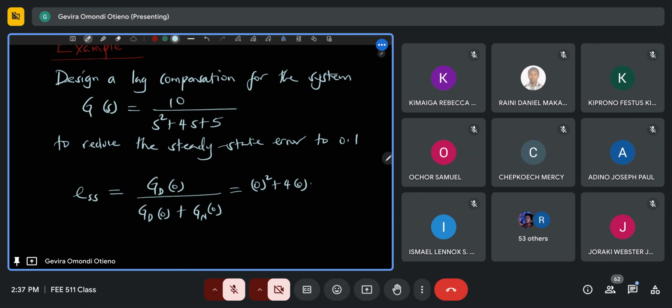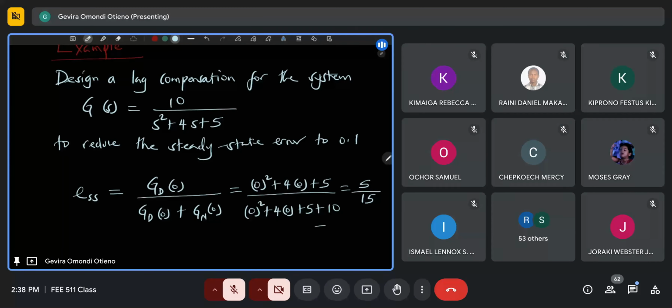divided by, again, the same thing, 0 squared plus 4 times 0 plus 5, plus the numerator, and we make s equals 0. The numerator is just 10, so we just put 10 there. Okay, so when we solve this, this is 0, this is 0, this is 5, divided by 5 plus 10, which is 15.